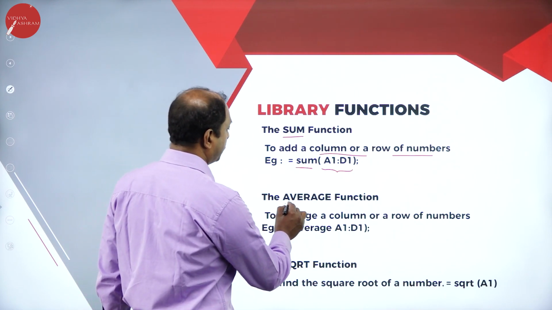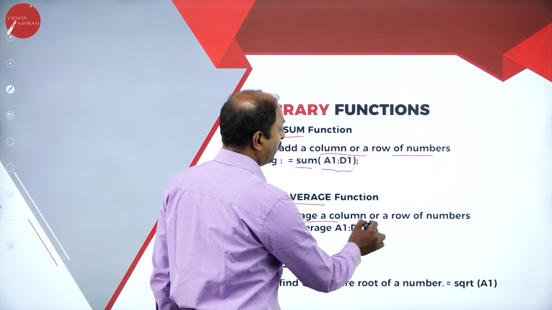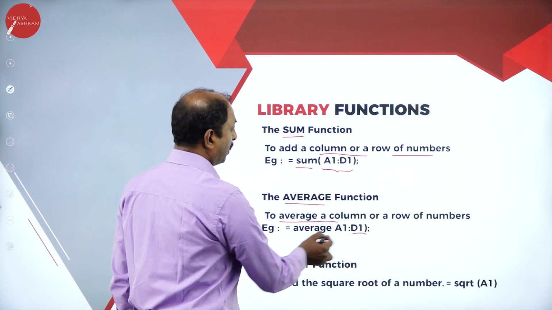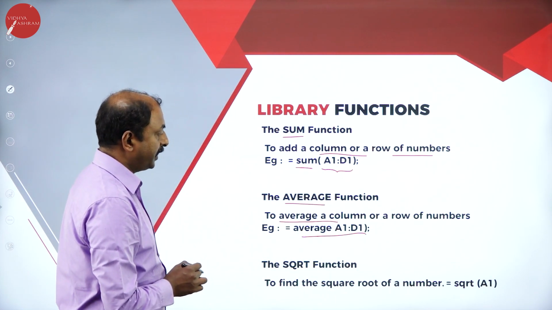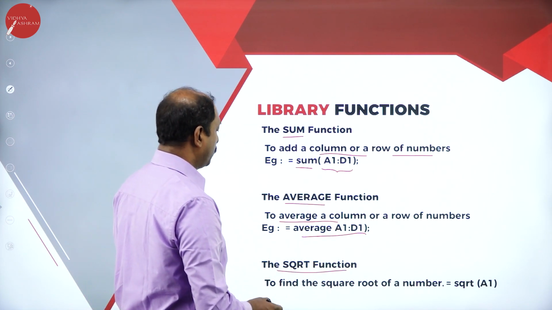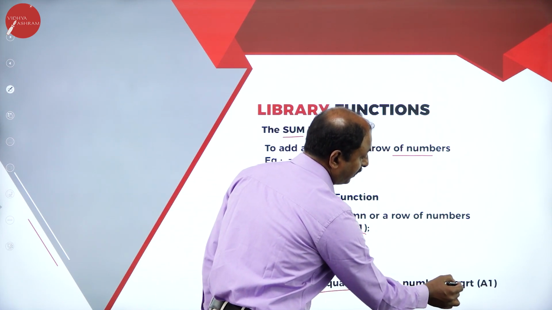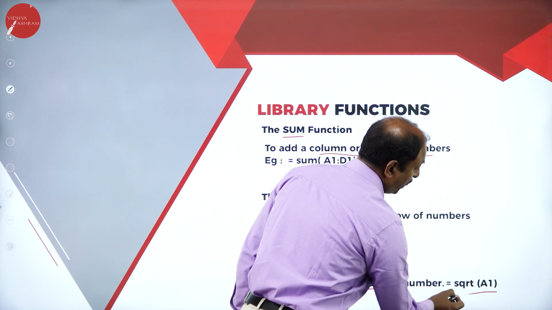Similarly, the AVERAGE function is going to give the average value of a column or a range or row of numbers. And similarly, the square root function, SQRT, is going to return the square root of a number. For example, equal to SQRT(A1).